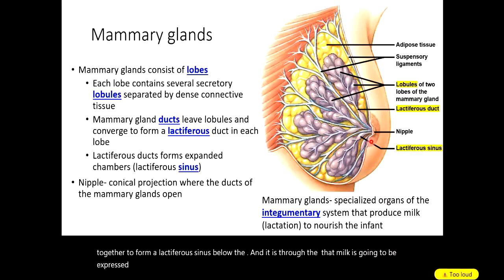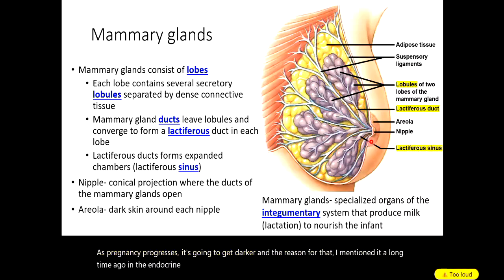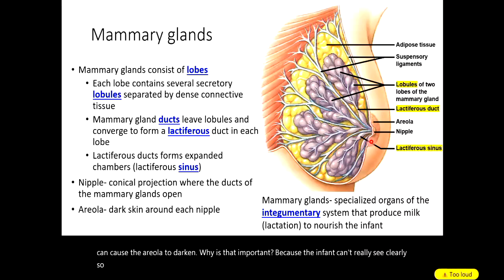And surrounding the nipple, there is this darker region known as the areola, and as pregnancy progresses, it's going to get darker, and the reason for that, I mentioned a long time ago in the endocrine system. I told you about the melanocyte stimulating hormone that can cause the areola to darken. Why is that important? Because the infant can't really see clearly, so all the infant can see is color contrast, and so by having a darker areola against a lighter breast, it will lead to the infant easily latching on for nursing. Right? So that is the reason why the areola will get darker with time.